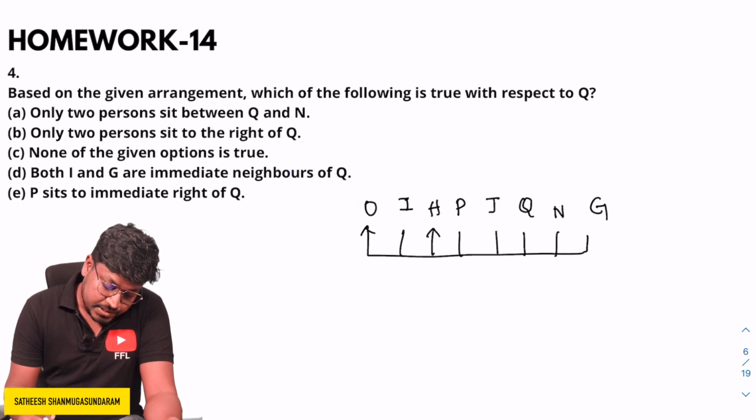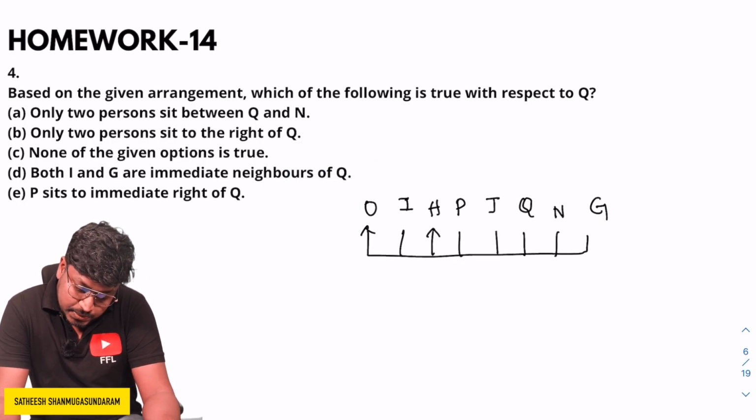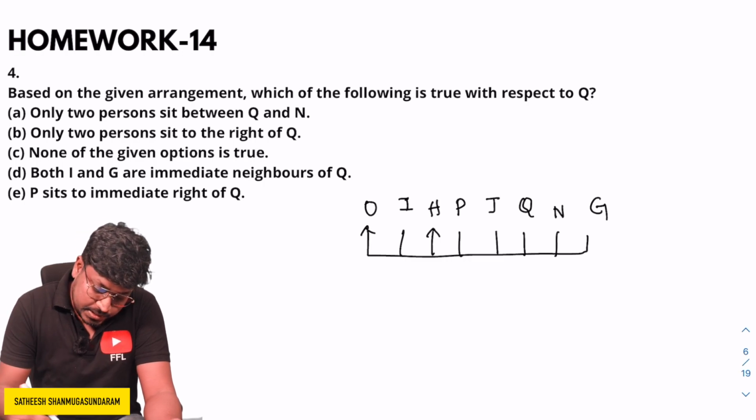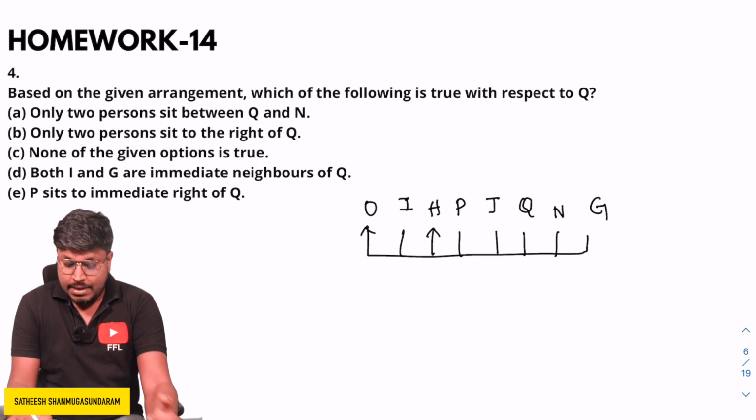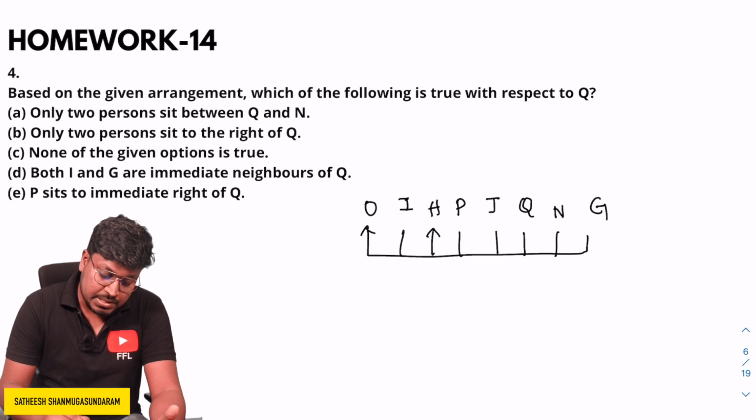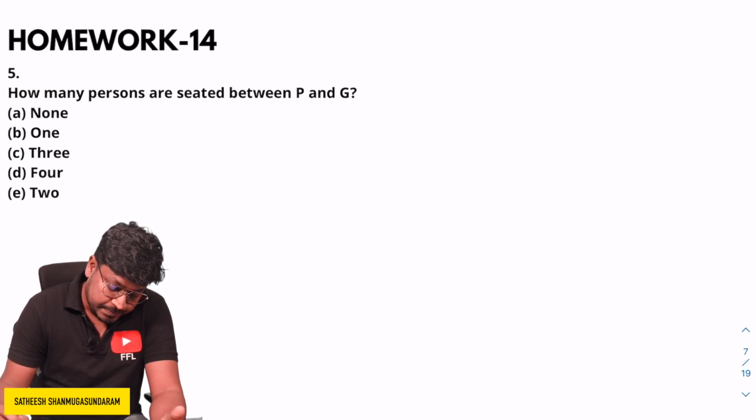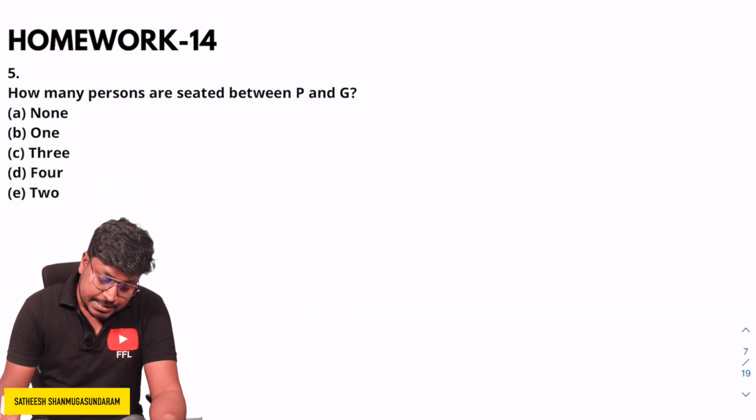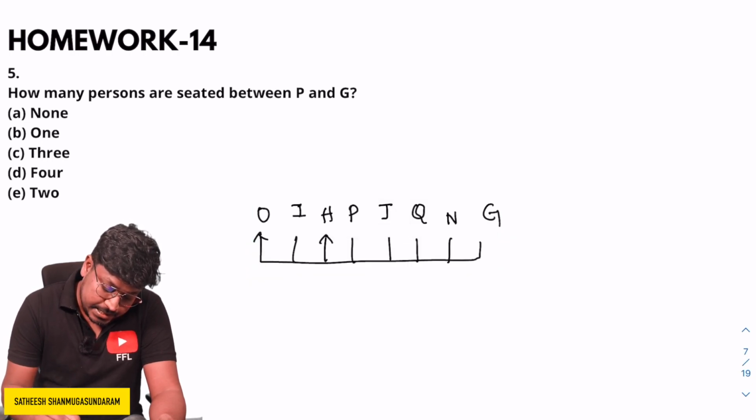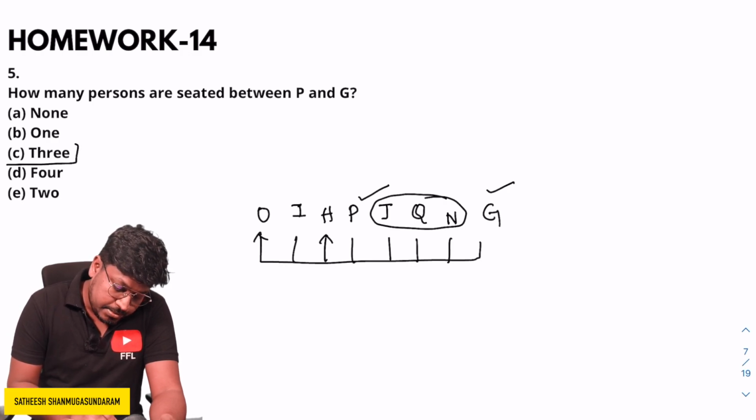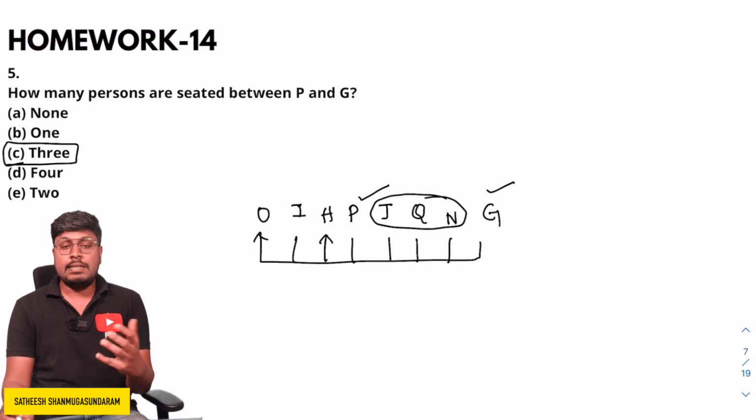Fourth question, which of the following is true with respect to Q, right? From Q we have to check. From Q, only 2 persons sit between Q and N? No, wrong. Only 2 persons sit to the right of Q? Yes, to the right of Q there are only 2 persons sitting. So option number 2 is the answer. How many persons are seated between P and G? Between P and G, there is a gap of 3. So the answer will be option number C, that is 3.